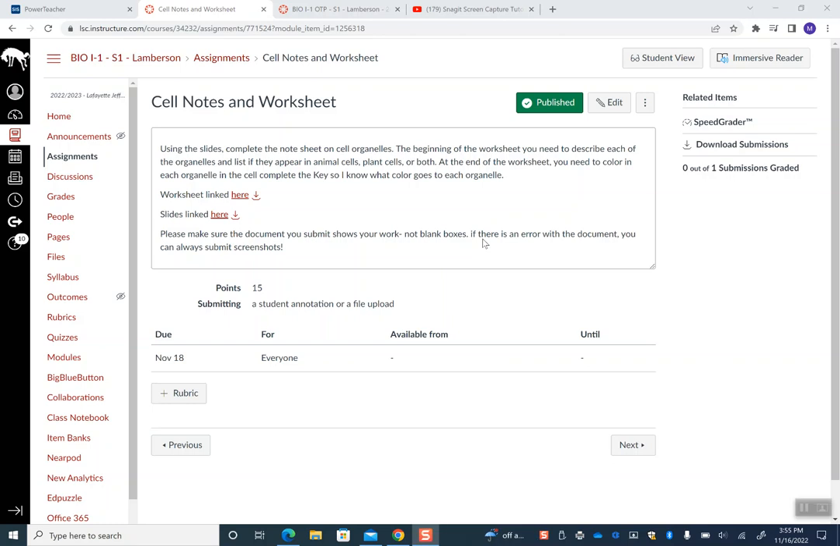Alright, hello class. The main assignment that you definitely need to get done today is the cell notes and worksheet here. So you'll see the worksheet is linked right here.